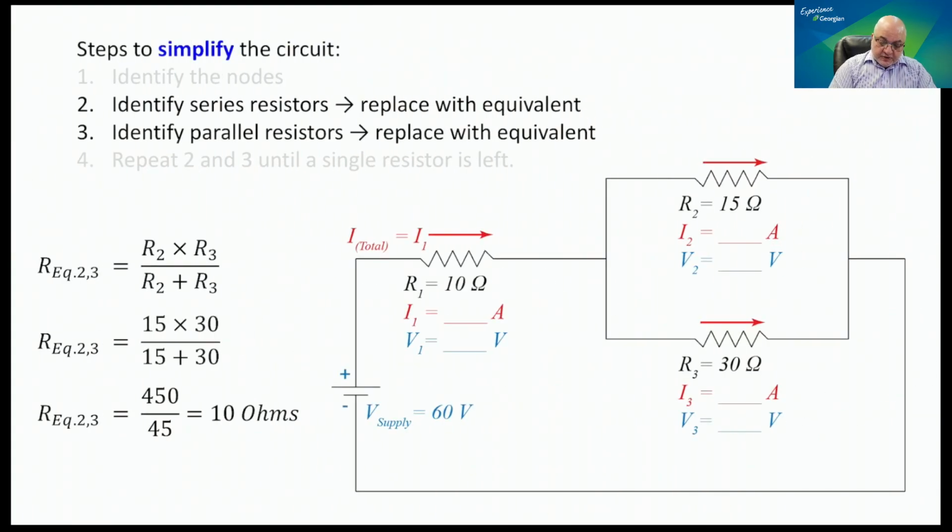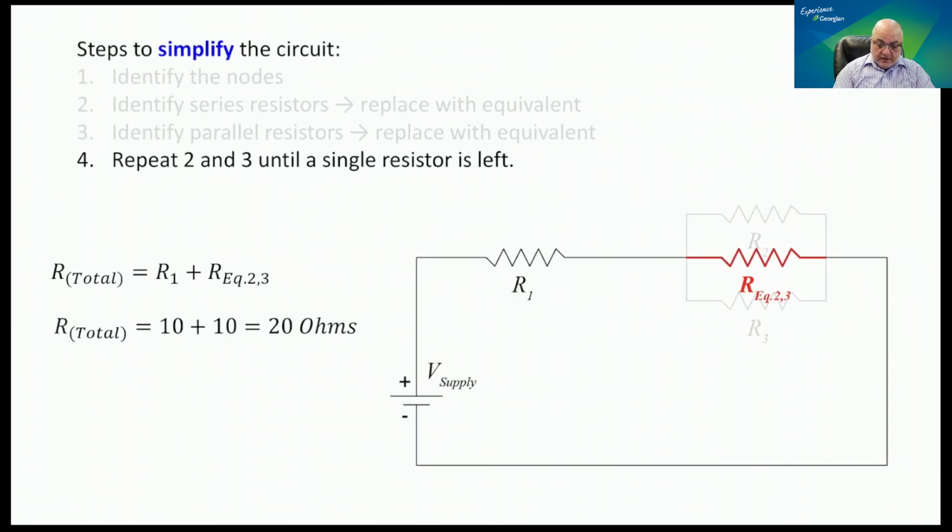It's simpler. So now I will take the values R2 and R3 and plug them into the formula here. If I do that, I get 15 times 30 over 15 plus 30, which is 450 divided by 45, and that makes the R equivalent for 2 and 3 equal to 10 ohms. What I would do is literally erase R2, erase R3, and then replace them with their equivalent, R equivalent 2 and 3.